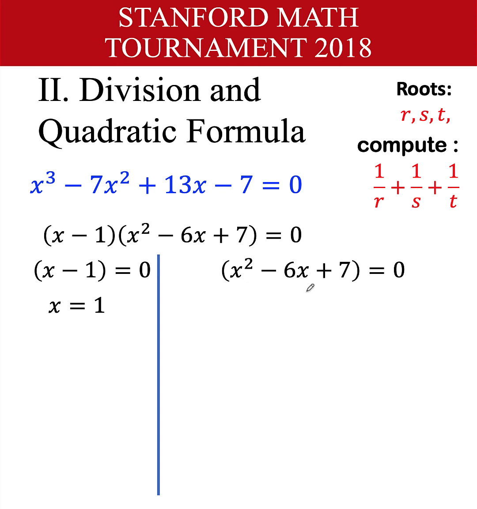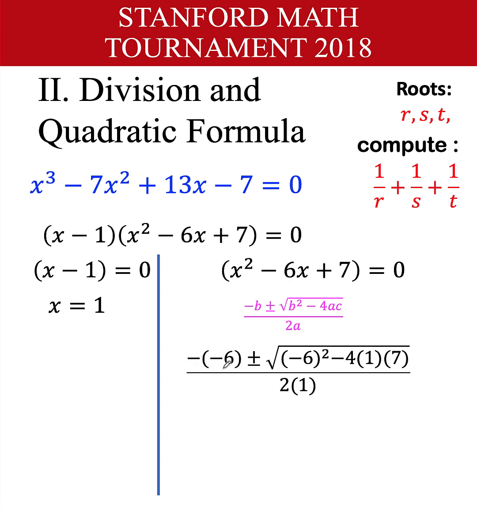And solving now this quadratic equation, we use the quadratic formula. Here, our b is negative 6, so negative of negative 6 plus or minus the square root of b squared, which is the square of negative 6, minus 4 times the coefficient of x squared, which is 1, and our c is 7, divided by 2 times a, where a is equal to 1.